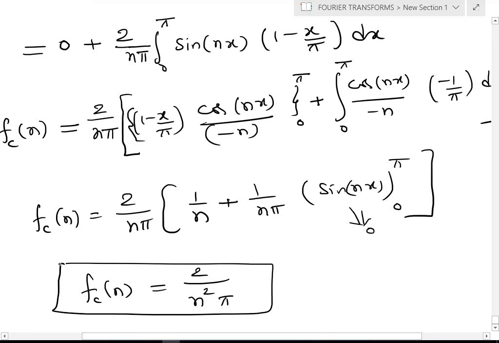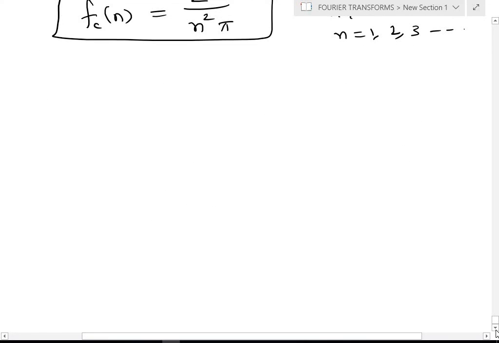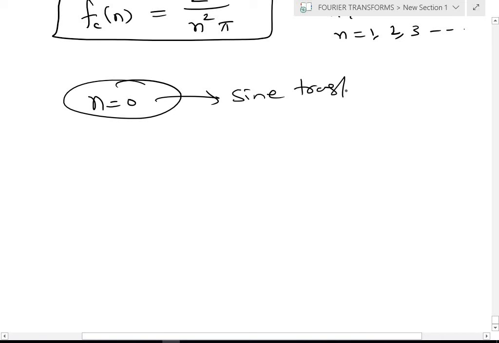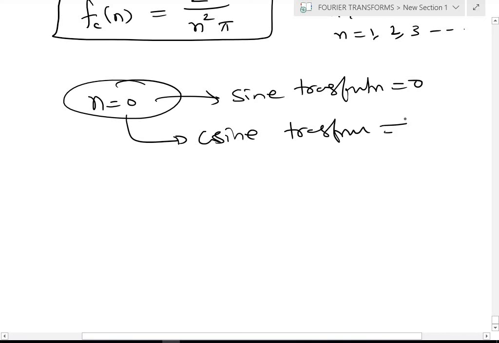As n square is coming in the denominator, we need to be careful here, n can't be 0. But n can be 1, 2, 3 and so on. So when n is 0, then how to solve? When n is 0, sine transformation is anyway 0. But cosine transformation is non-zero, because let's solve for the n is equal to 0 case. That is Fourier cosine transformation for 0.